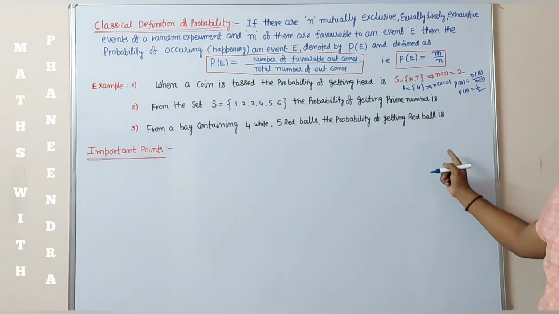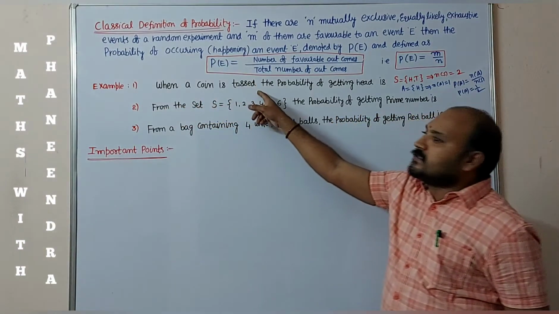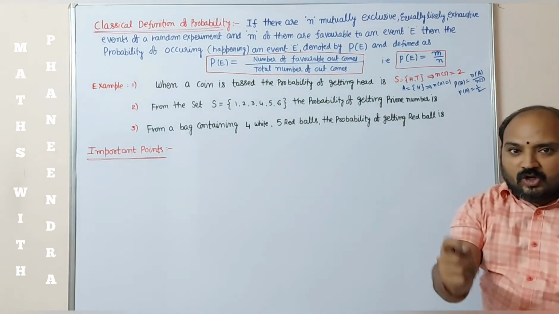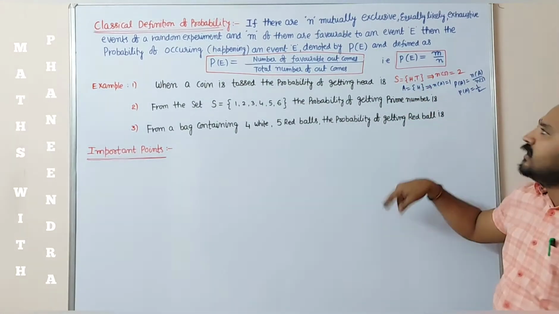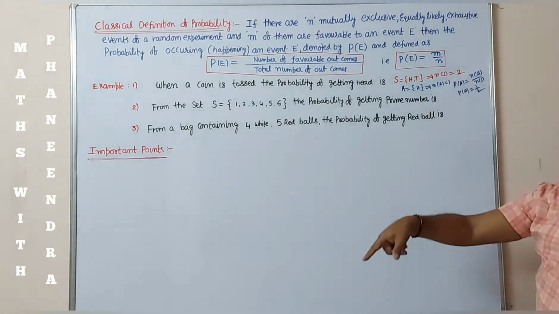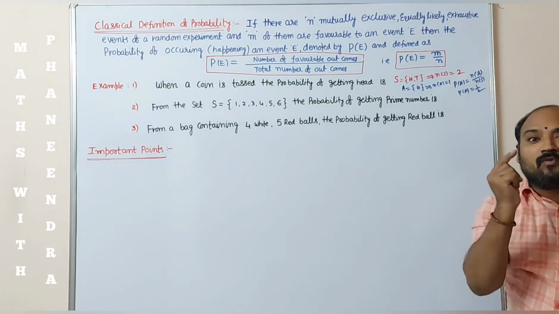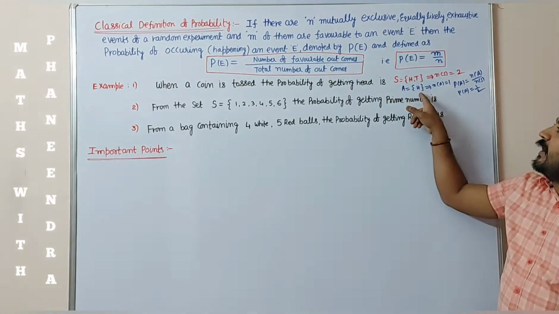I hope you understand that. Once again I repeat, when a coin is tossed, the probability of getting a head. When tossing the coin, the possibilities are H, T. So total n(S) is equal to 2. The probability of getting a head: among the two, only head is one possibility.